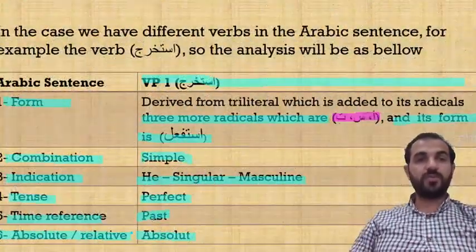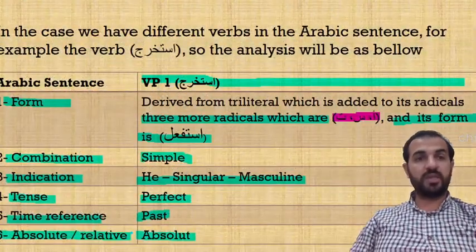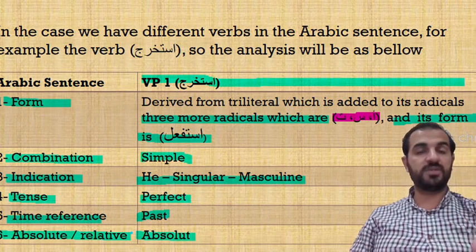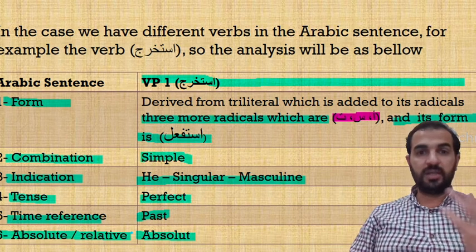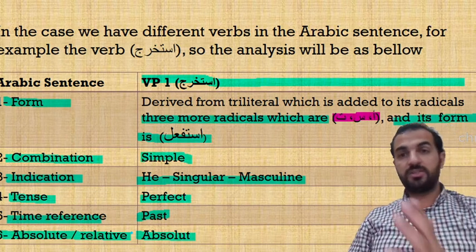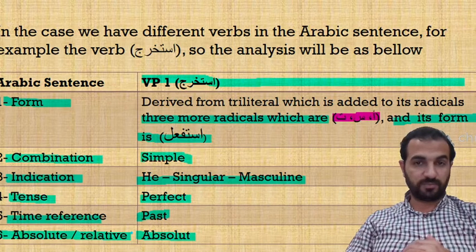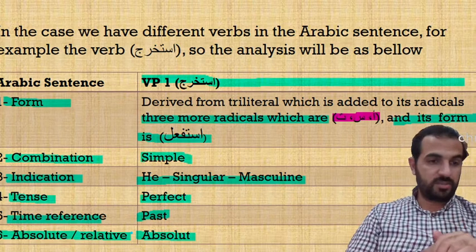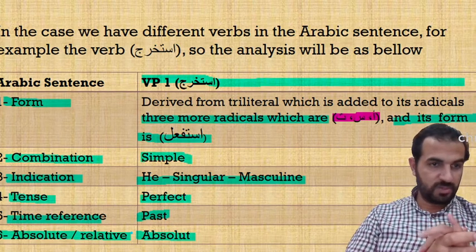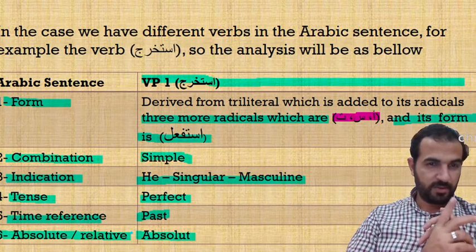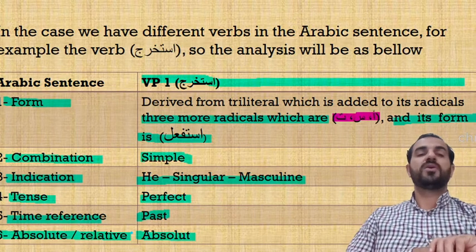So let us move into another question. In the case we have different verbs in the Arabic sentence. For example, if the verb استخرج, ماشي, إذا عندنا فعل يختلف اللي هو الفعل الرباعي. So the analysis will be as the following. راح نجي نفس الصيغة، عندنا من 1 إلى 6 هنا بالعربي، أوكي.